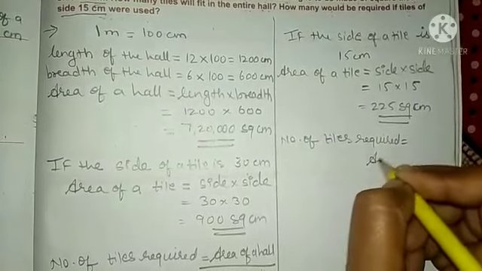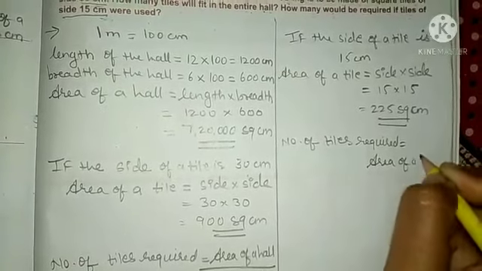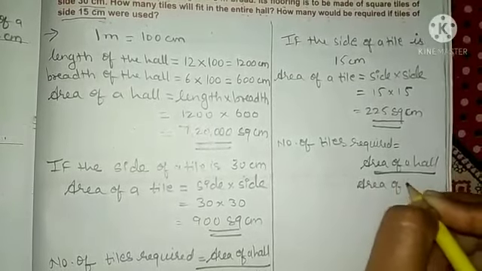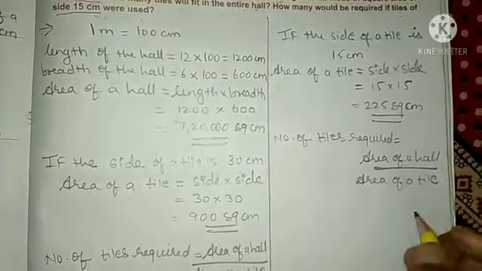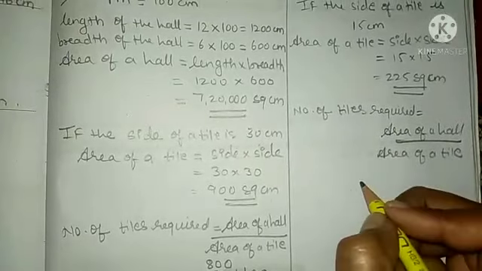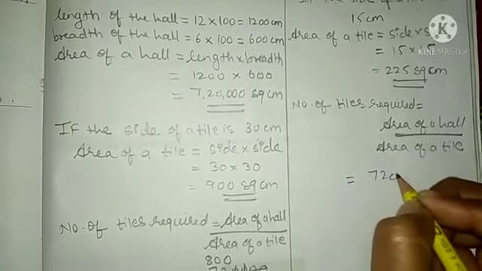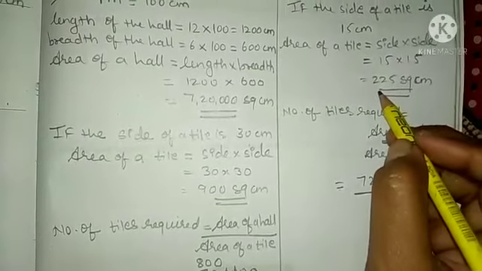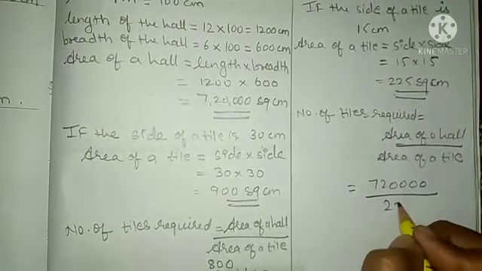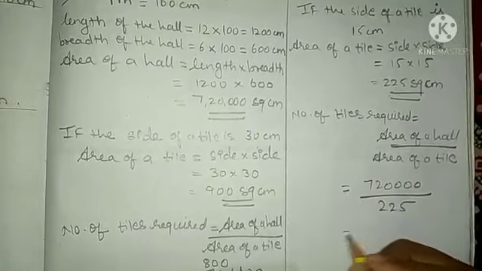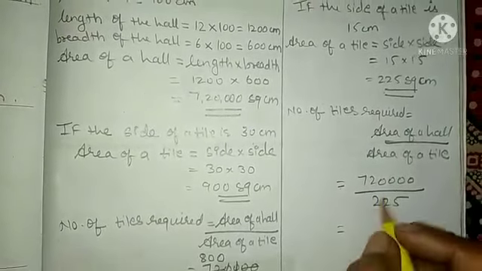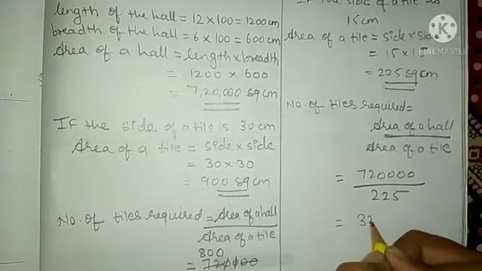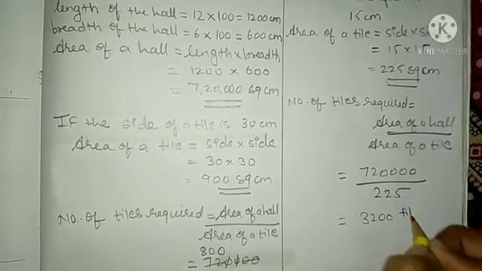Clear? So here the area of the hall divided by the area of a tile. Clear? So the area of the hall is 7,20,000, and what is the area of a tile? That is 225. So how you are going to divide it? 7,20,000 divided by 225. You will get 3,200 tiles.